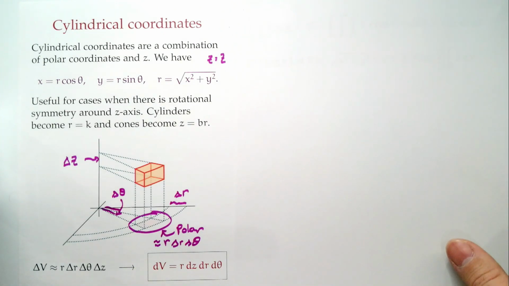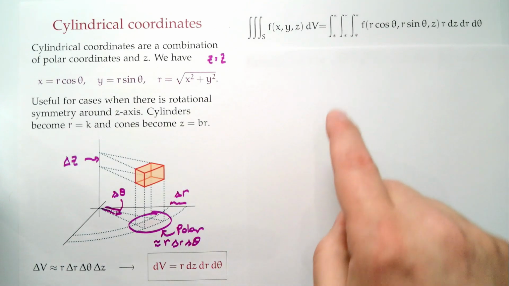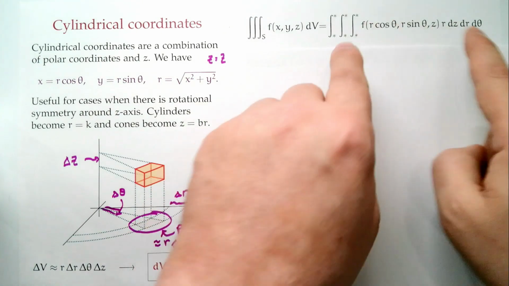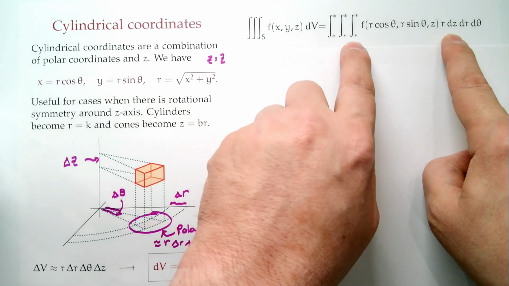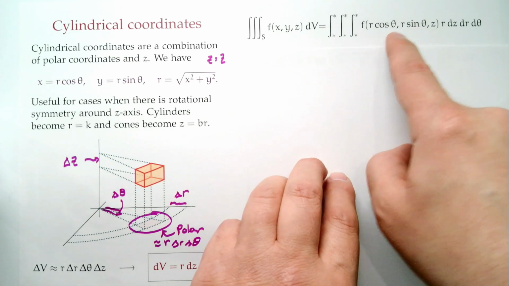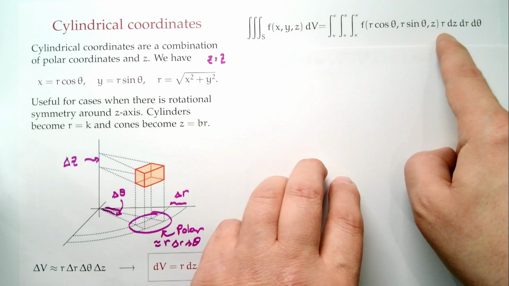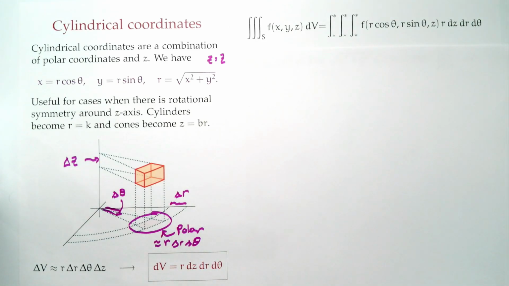Okay. So, in general, we can say the following. If I have an integral in Cartesian coordinates over some shape, f of x, y, z dV, what does it become? You get your bounds for theta, r, and z. You change your function in terms of r, theta, and z. So wherever you see an x, put r cosine theta. Wherever you see y, put r sine theta. Z stays the same. And don't forget to include the r. And that's it. That's how you change your integral.